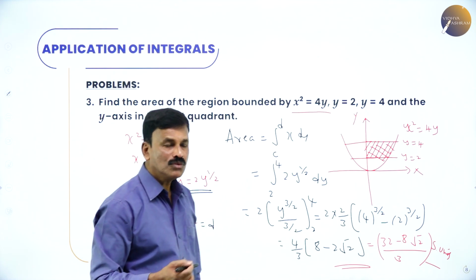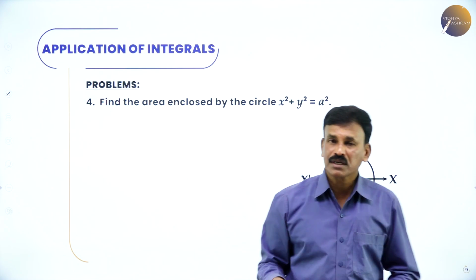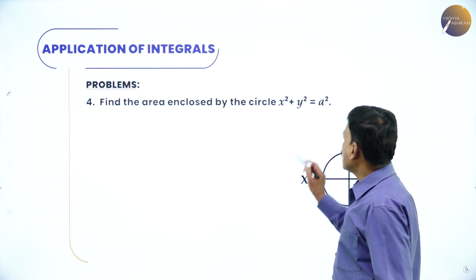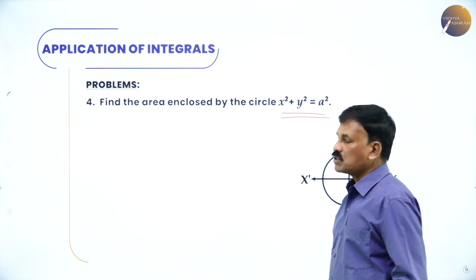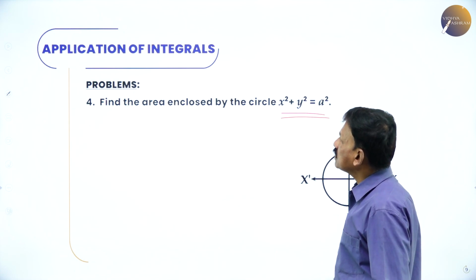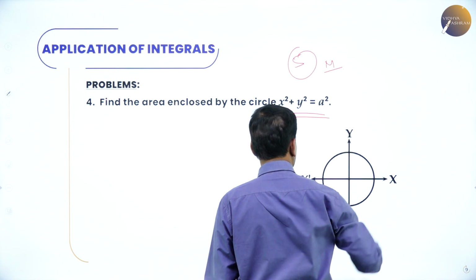Right. Now, move on to the next problem. So, let us move on to the 5-marker question. These are very important type problems. Find the area enclosed by the circle x square plus y square is equal to a square. Very important for 5 marks. You may expect this type of question for 5 marks. Definite sure question for 5 marks.